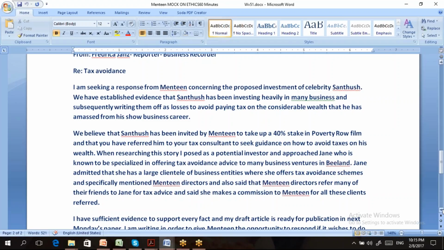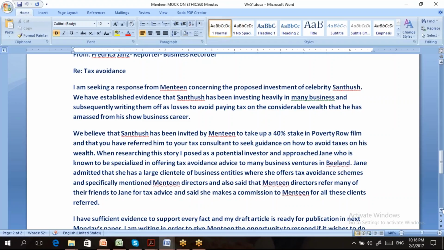We believe that, so you remember they say they have enough evidence. We have established evidence. We believe that Santosh has been invited by Maintain to take a 40% stake in Poverty Row and that you have referred him to your tax consultant to seek guidance on how to avoid taxes on this wealth. Okay. When researching this story, I posed as a potential investor and approached Jane, who is known to specialize in offering tax avoidance advice to many business ventures in the country. So Jane is very popularly known to be offering advice on tax avoidance.